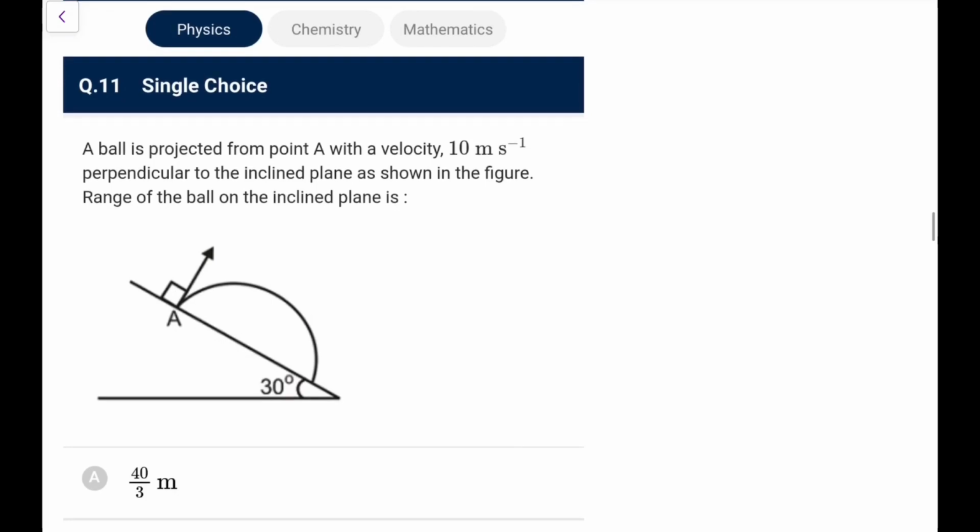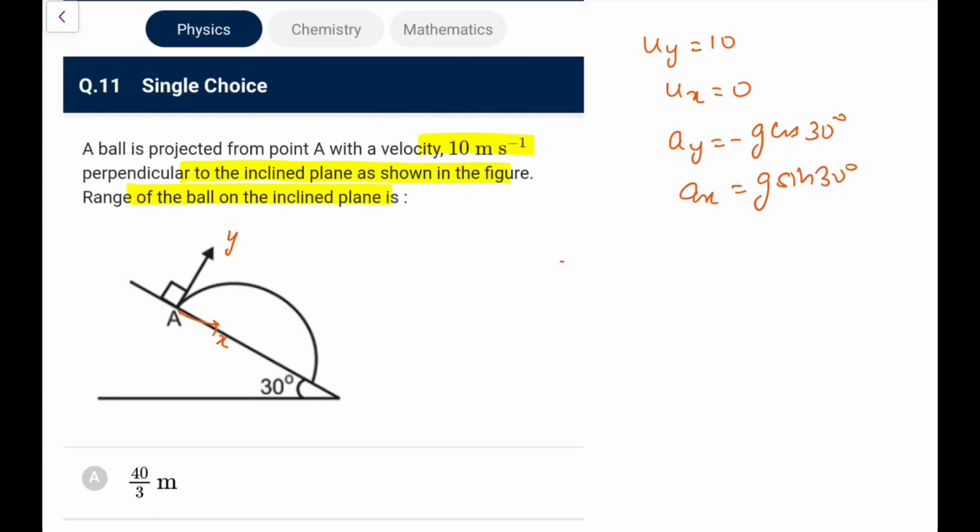A ball is projected from point A with a velocity 10 perpendicular to the incline as shown. Find the range of the ball on the incline. So it is thrown like this. Let's say this is y-axis, this is x-axis. So here uy is 10, ux is 0, but again ay would be minus g cos 30, ax is going to be g sin 30. First of all, time of flight depends on y motion. I can directly write it as 2 uy upon magnitude of ay. So 2 into 10, ay is g cos 30, that is 10 into root 3 by 2. So it is 4 by root 3 seconds.